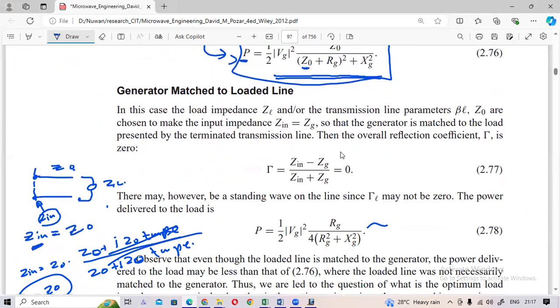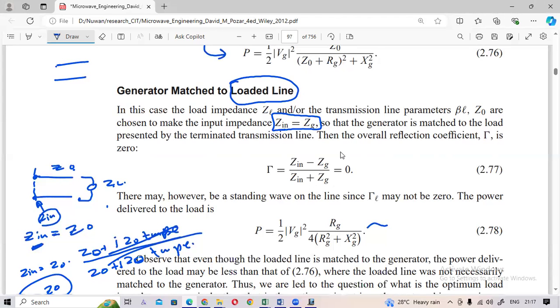So here also, if you match Z in to Z naught, sorry, they are going to match the loaded line, not the line. Loaded line means together with the load. That means they are going to match this Z in with respect to Z naught. So here there is no reflection. Total reflection will be cancelled.